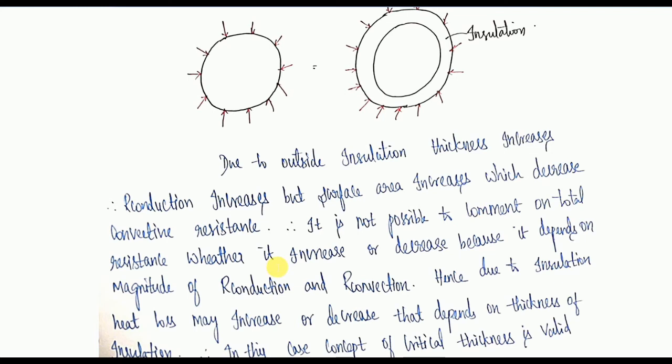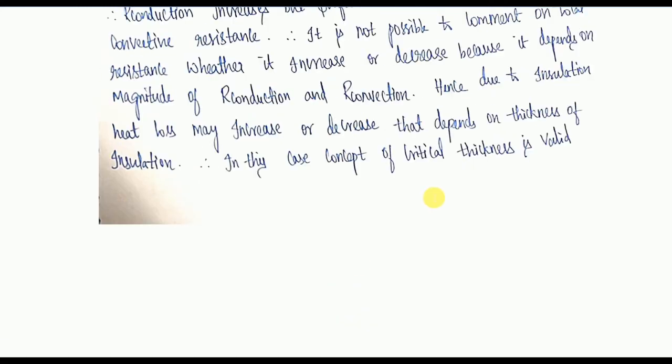So we cannot tell whether the total resistance is increasing or decreasing. Total resistance is R conduction plus R convection. What happens? One is increasing, one is decreasing. We cannot tell if the total resistance is increasing or decreasing, and it is dependent on both those things. So we cannot comment. Hence, due to insulation, the heat loss may increase or decrease. That's why it is dependent upon the thickness of insulation. That's why the concept of critical thickness is valid.